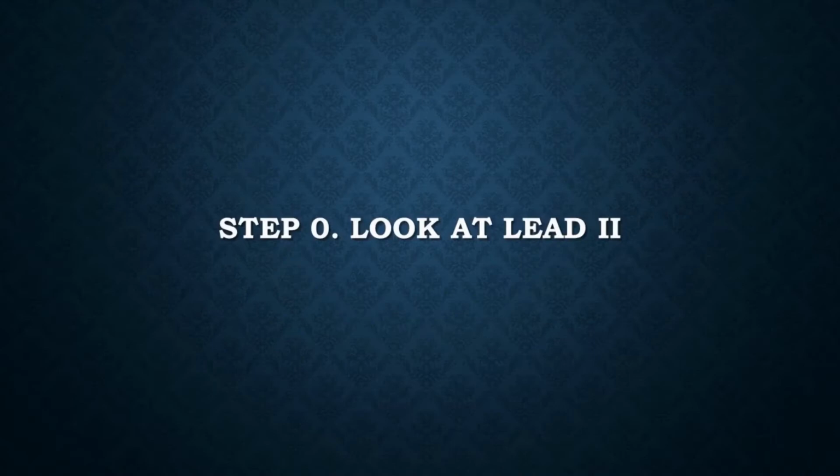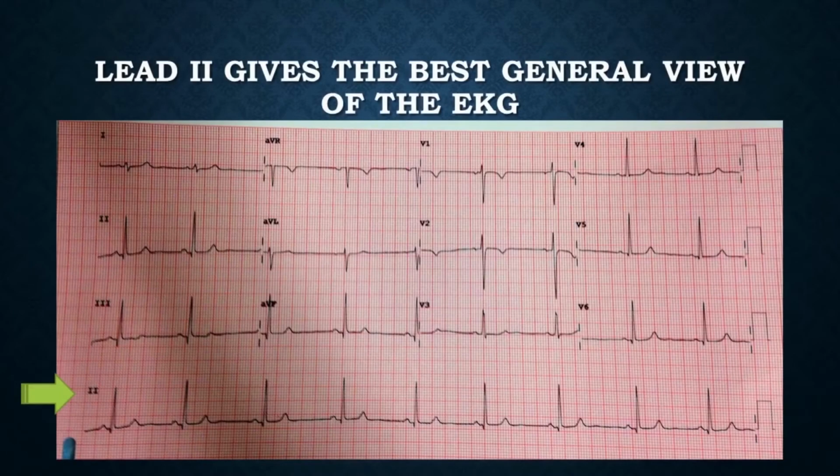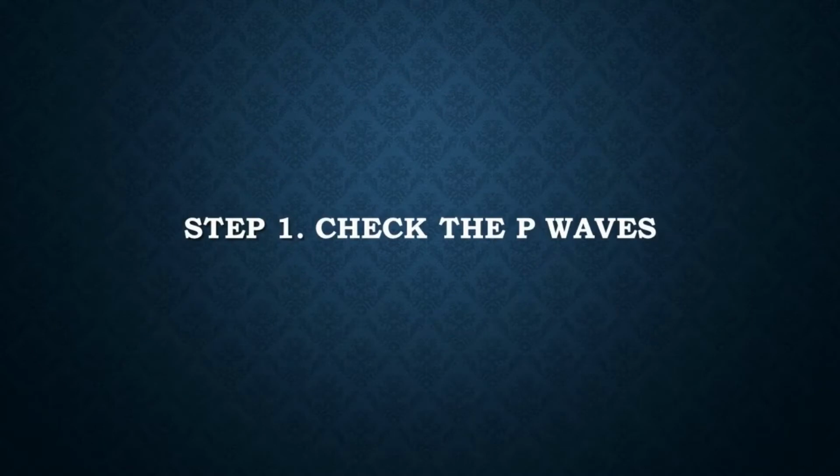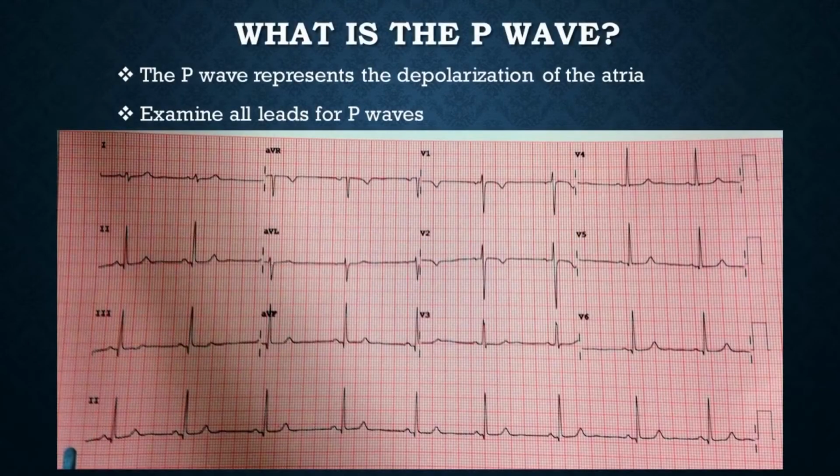Let's jump into it. Step 0. The ground rule. Always start reading an EKG by looking at lead 2. Lead 2 will give you the best general view of the EKG. Step 1. Check the P waves. So what is the P wave? The P wave represents the depolarization of the atrium. You need to examine all leads for P waves.